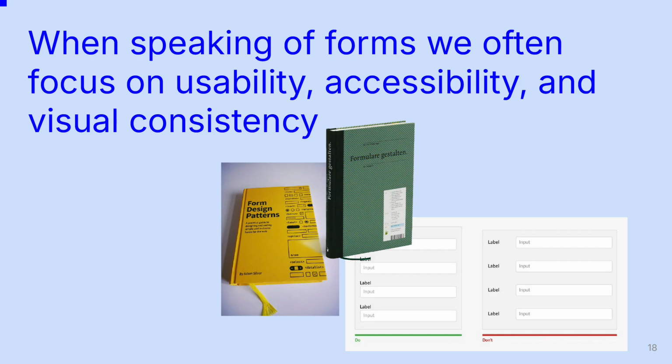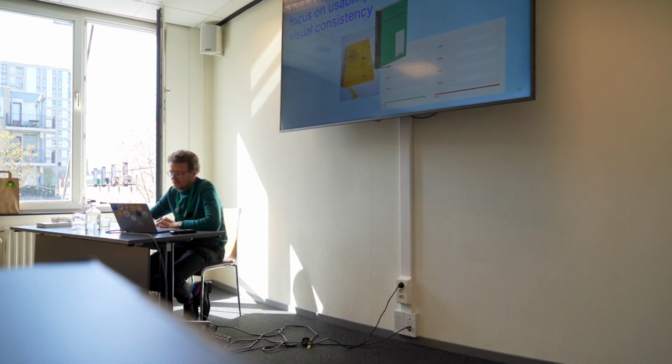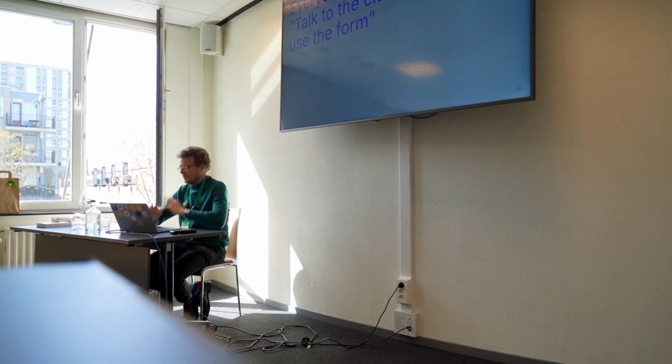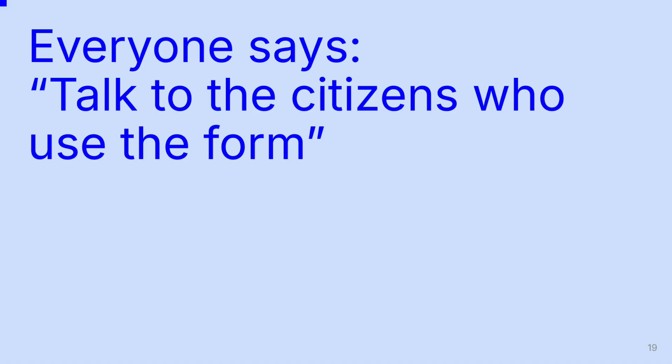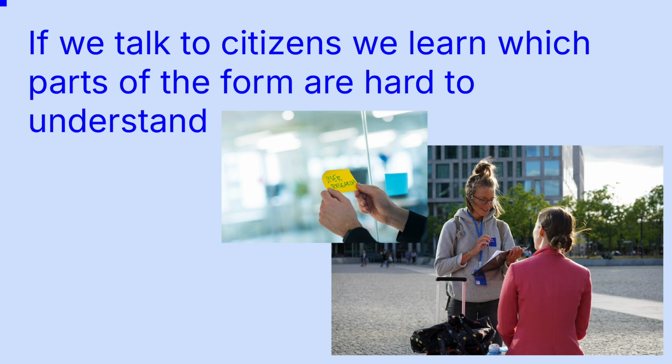Now back to forms. Because when we talk about forms, we often talk about usability, accessibility, and consistency, and this is very important. And it's not possible to build good forms without those. But it's not the end of the story, because everyone says talk to the citizens who use the form, then you know what the problem with the form is. And we do that a lot. So we learn which parts of forms are actually hard to understand. Therefore, we can improve usability and, to a certain extent, accessibility of the form.